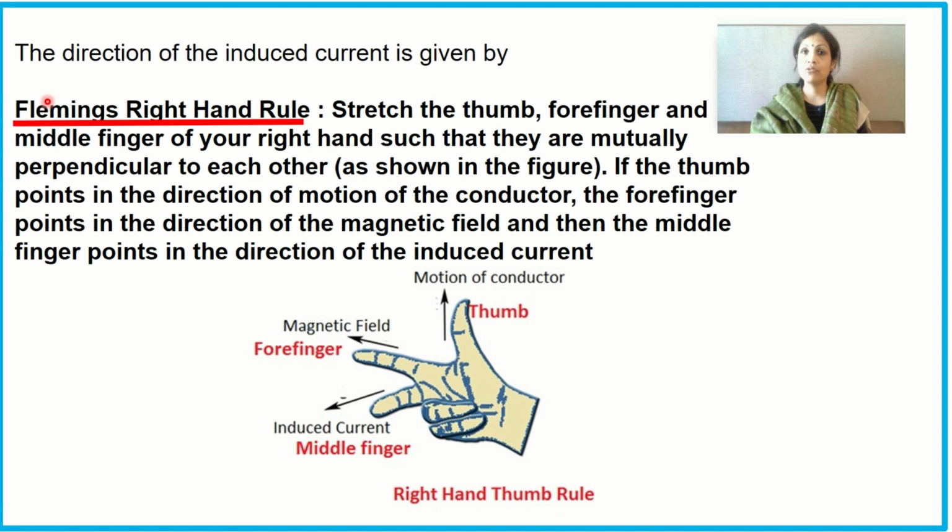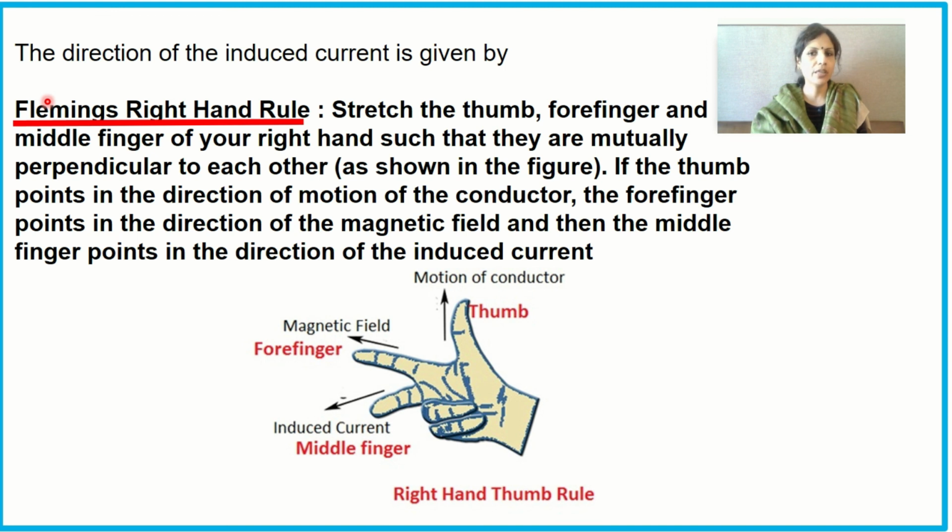Do not get confused, children, we have learned Fleming's left hand rule, which is used to find the direction of the force experienced by the conductor, and Fleming's right hand rule is used to find in which direction the current is induced into the conductor by changing the magnetic field. So what you have to do, stretch the thumb, forefinger and the middle finger of your right hand in such a manner that they are mutually perpendicular to each other.